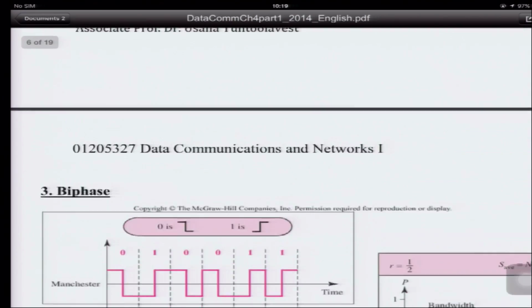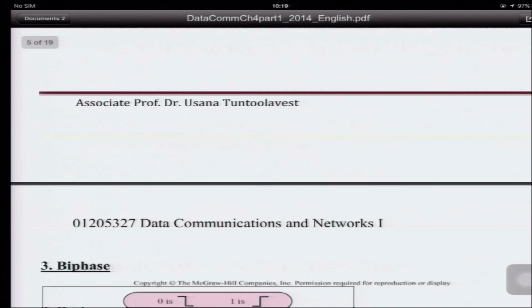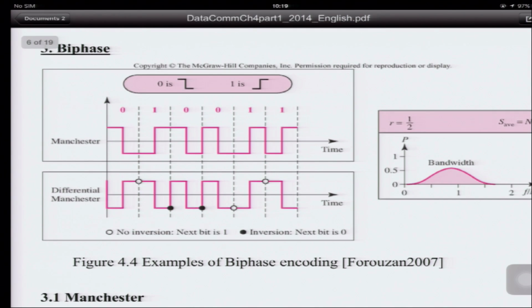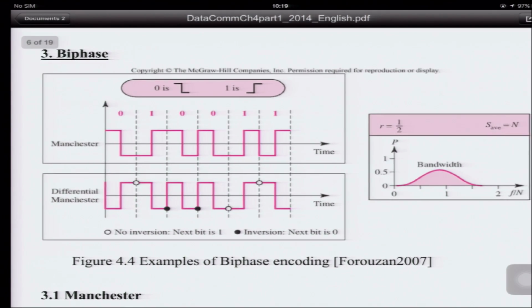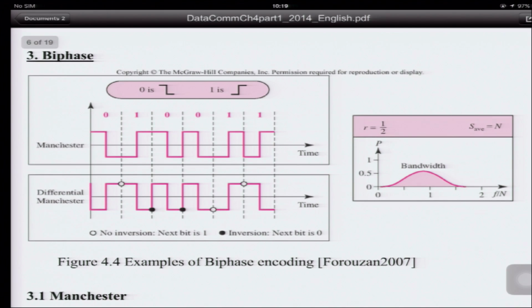So the pseudo ternary has the same spectrum as the AMI. The next one is biphase. For biphase, we have 2 techniques in this lecture. The first one is called Manchester, another one is called differential Manchester. For Manchester, you fix that 0 is represented by high voltage changing to low voltage, so high to low, and the bit 1 is from low to high.